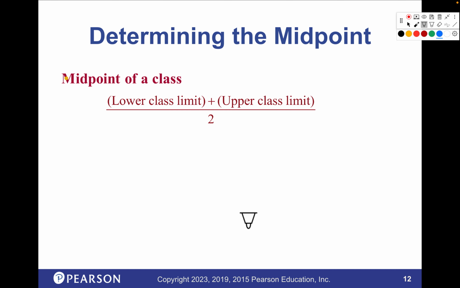So one way to do it is to get a class midpoint. You take the lower class limit plus the upper class limit, divide by 2. Remember that whenever you want to get half of something, add the 2 ends together and divide by 2. You always get halfway between them.